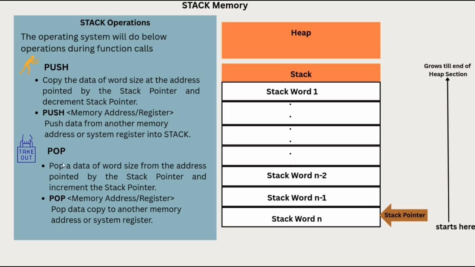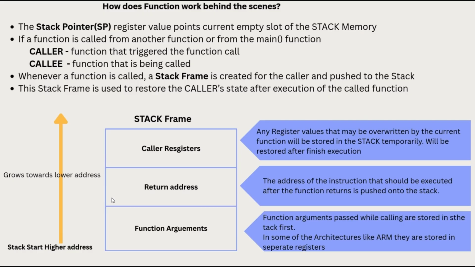Similarly, pop means you are removing some data from the stack. One word is removed, and the stack comes down, so one empty slot is created. So these are the push and pop operations. We will see how these operations are done on the stack.